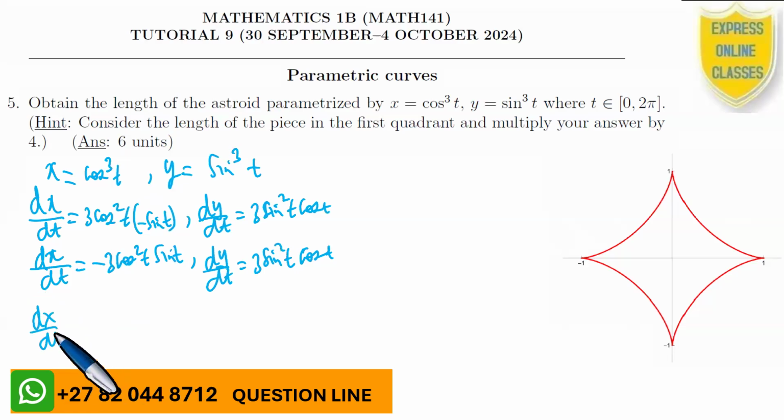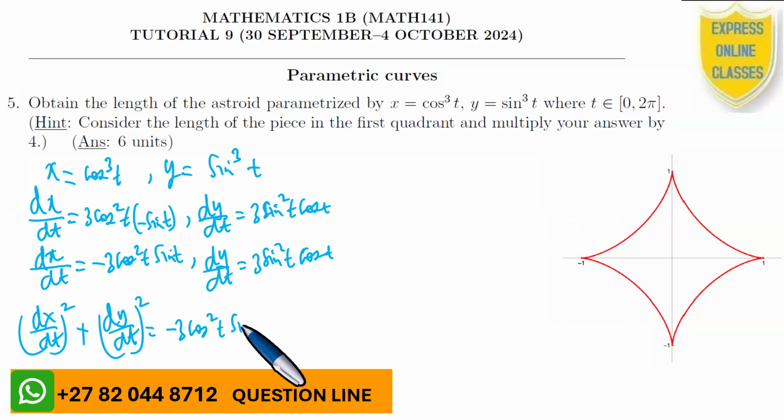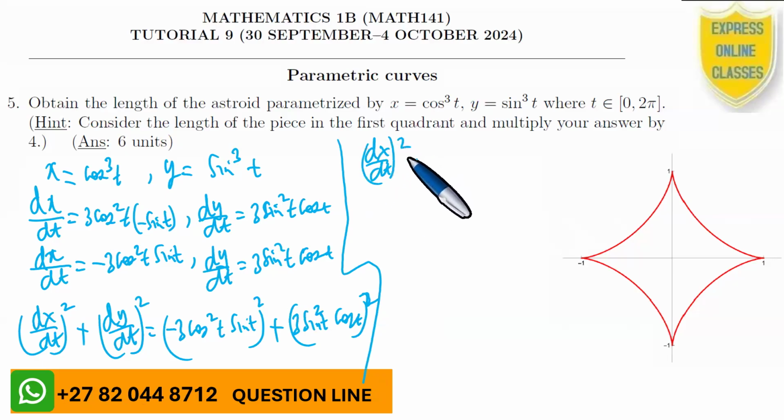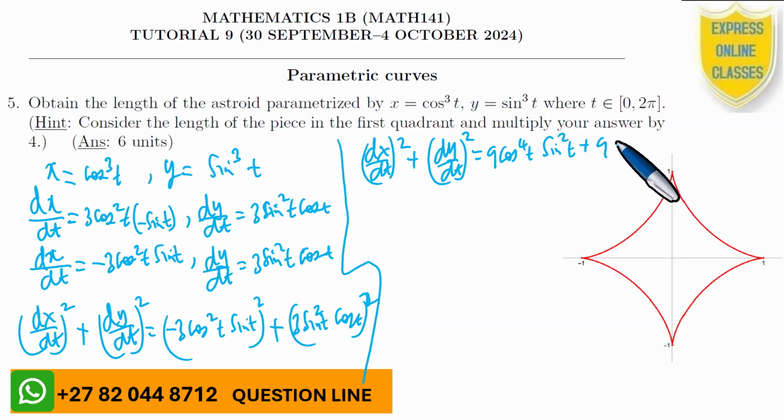Let's do dx dt squared and dy dt squared. So it is negative 3 cosine squared t sine t, squared, and 3 sine squared t cosine t, squared. Which is dx dt squared plus dy dt squared, which equals 9 cosine to the fourth t sine squared t plus 9 sine to the fourth power of t cosine squared t.